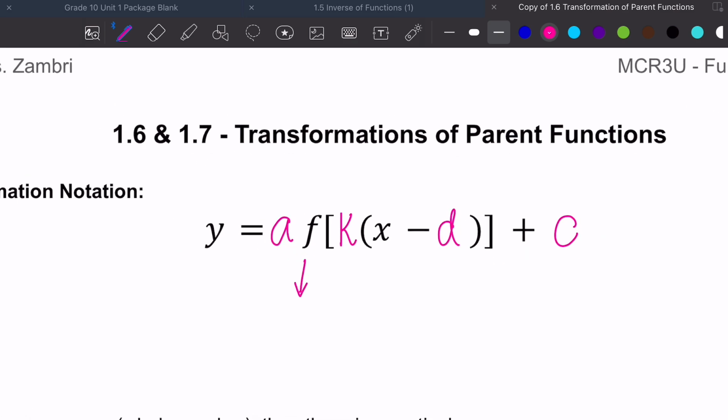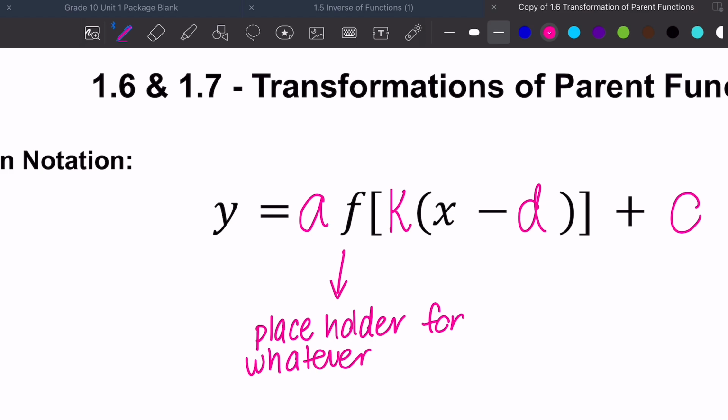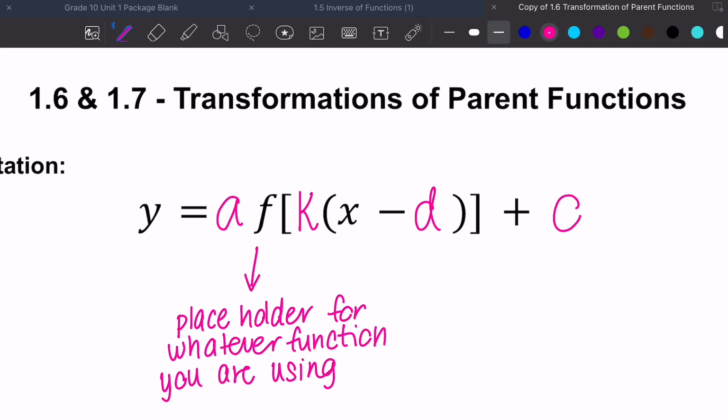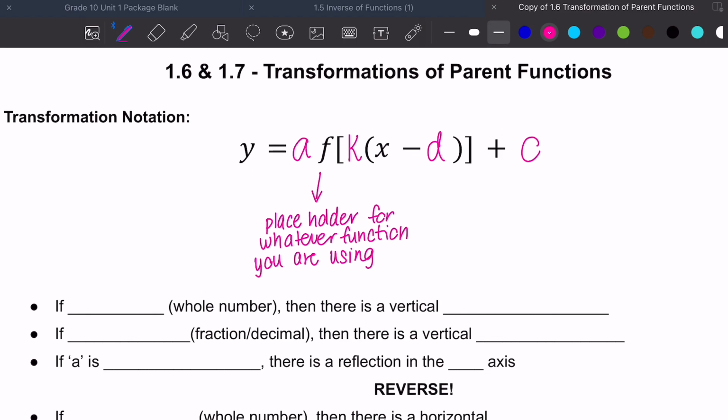F here is not a variable for transformation, so it doesn't have a role in changing the function. This is just like the placeholder for your function, or for whatever function you are using. Which you'll see when you flip the page, we'll still use A, K, D, and C, but it's just going to change in its formatting in terms of whether we're using the absolute value function or the reciprocal function or the square root function, but we're still going to have them in this order.